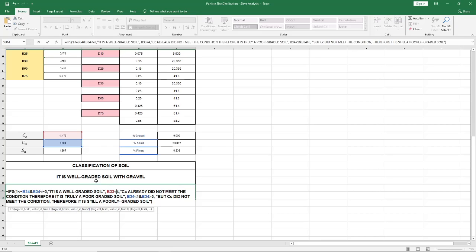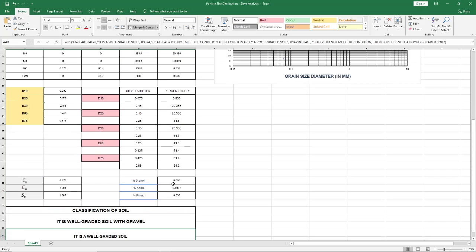And then we also have this logical statement that if our CC is already less than 4, then the display should say that CC already didn't meet the condition, therefore it is truly a poorly graded soil. And then the last statement is according to CU. If your CC passed but your CU didn't make it, then it is still a poorly graded soil.